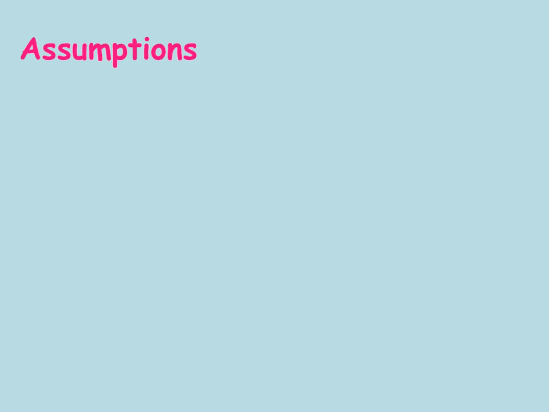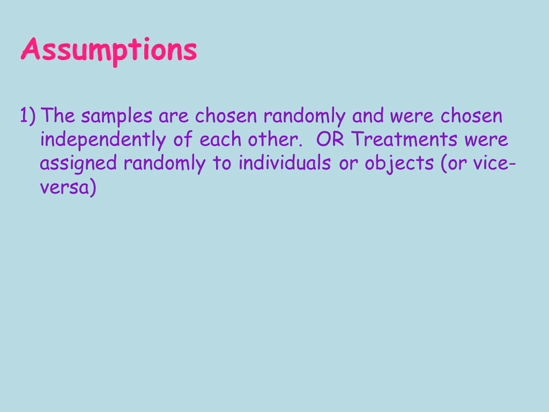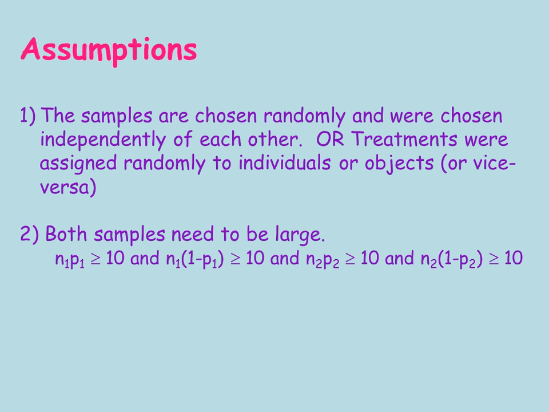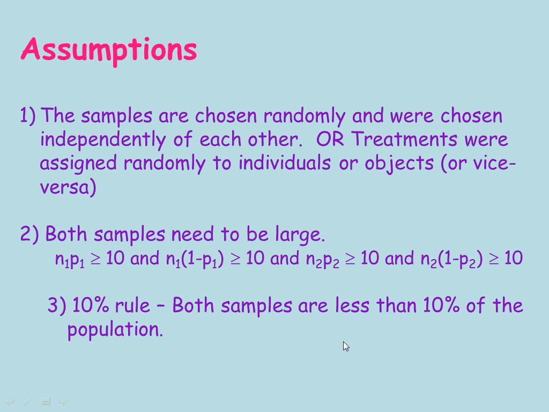All right, now for our assumptions. The samples are chosen randomly and were chosen independently of each other. Or the treatments were assigned randomly to individuals or objects. And again, just like before, or vice versa. The samples both need to be large. So again, all 4 of these situations, N1P1 and N1Q1, both have to be greater than or equal to 10, as well as N2P2 and N2Q2, all again have to be greater than or equal to 10. And lastly, our 10% rule, again, both samples are less than 10% of the population. And don't forget about that independence and randomization.